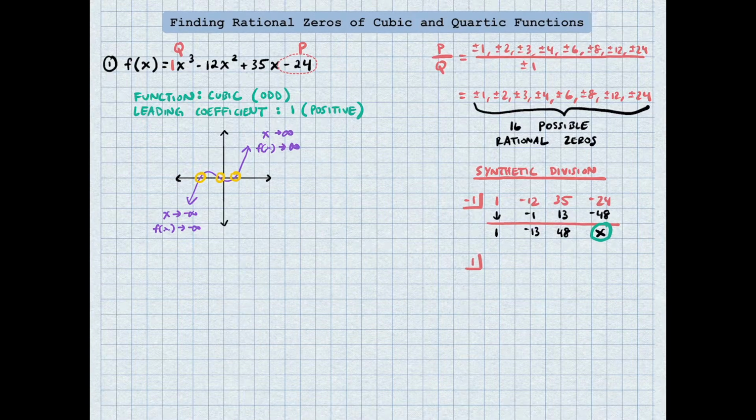Now I'm going to try positive 1 here. This is good news for us. Yes, there are 16 possible ones that we could have tested. We were lucky enough to find one of them on our second try.